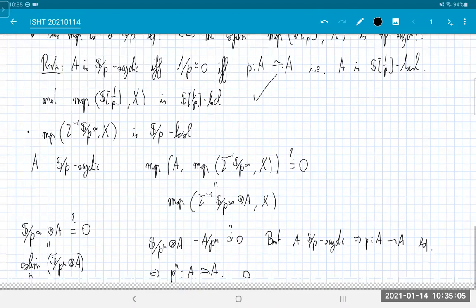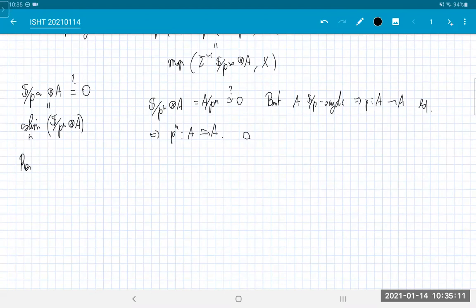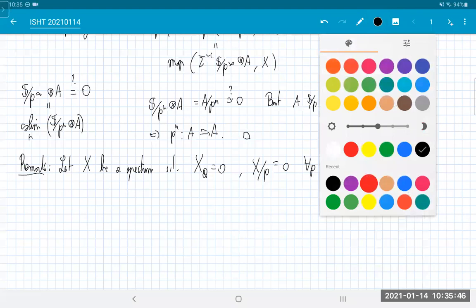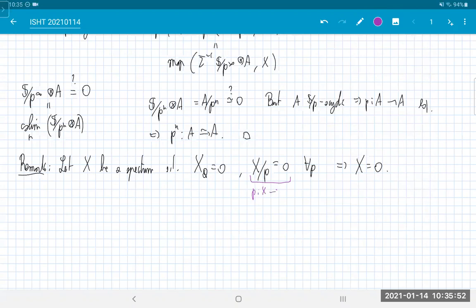So let me put a different remark that's going to be very useful, and that follows from this statement. Let X be a spectrum such that its rationalization is trivial, and X mod p is trivial for every p. Then X is zero. That's going to be useful later. This is easy. P is an equivalence for every P. This means that X is rational, but its rationalization is trivial. So P completion and rationalization are enough to detect all that we want on spectra. And we will use it later.